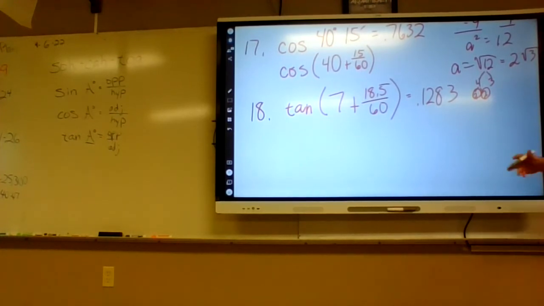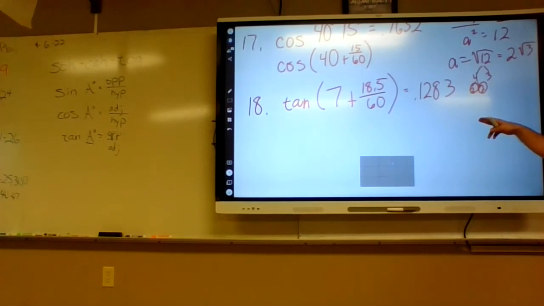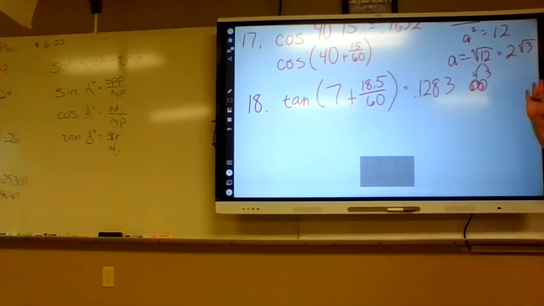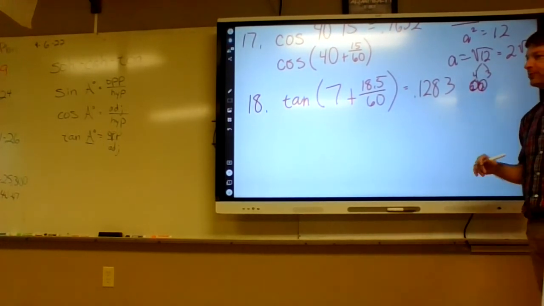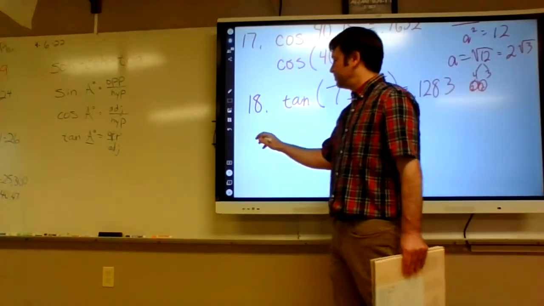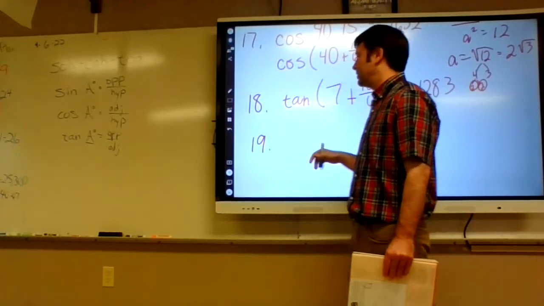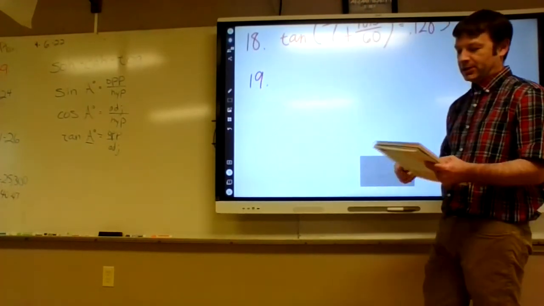I'll probably make you do one of them on the chapter review, and that's probably about it. And put on the test? Probably won't put that on. So we'll just stick with normal decimal degrees. That's probably what everyone should use. That would just make life easier. Anyways, number 19.